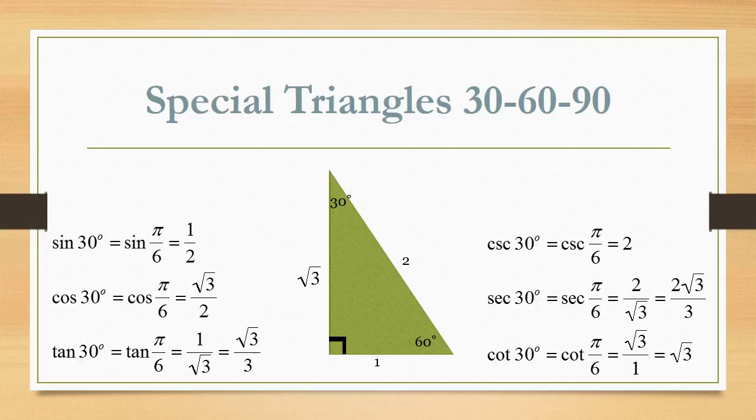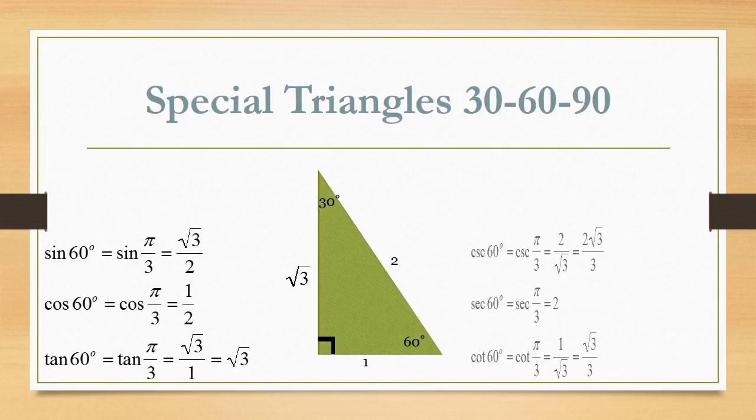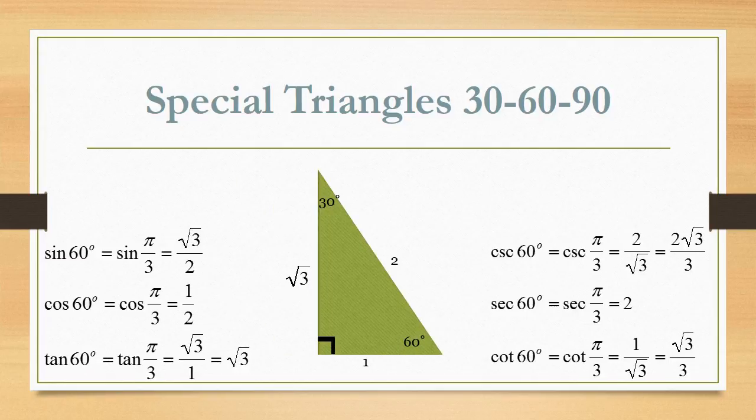For a 30-degree angle, we have pi over 6. And for our 60-degree angles, our radian value is pi over 3. And you see those all listed here. Again, it is going to be to your benefit to be able to sketch these special triangles as we go through trigonometry for the rest of this year.